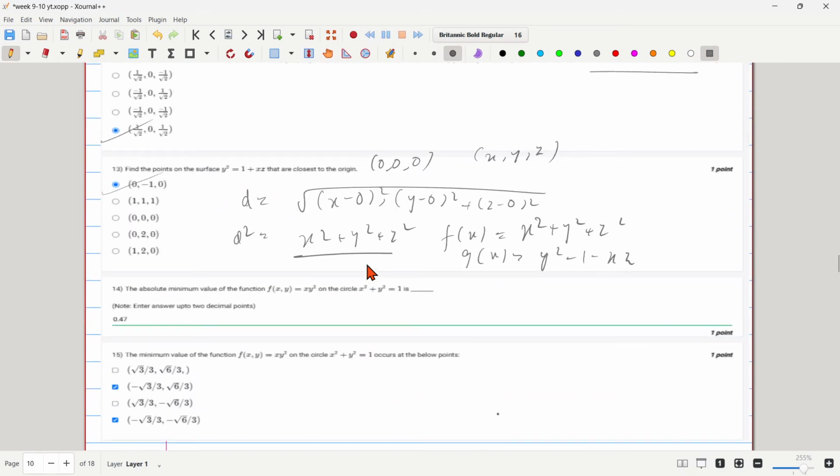The absolute minimum value of the function on the circle is, okay.